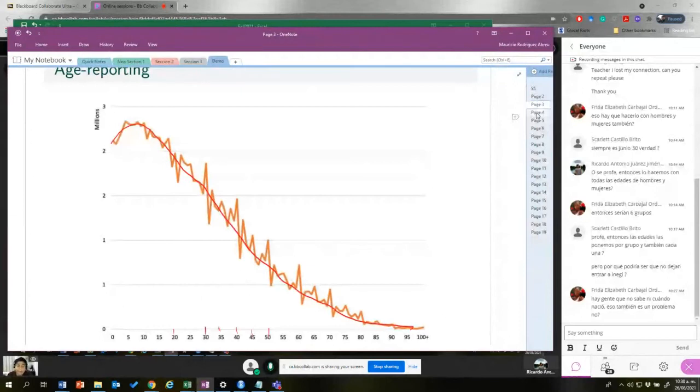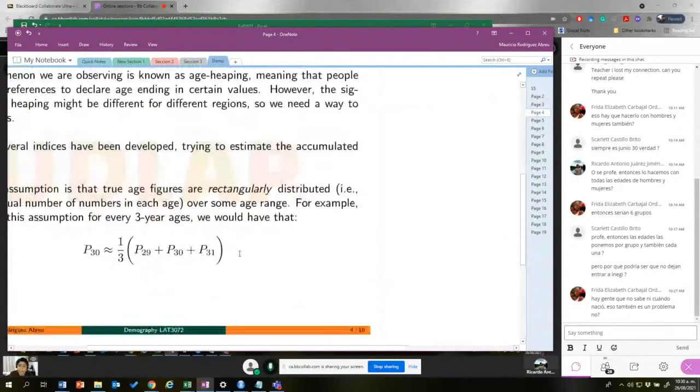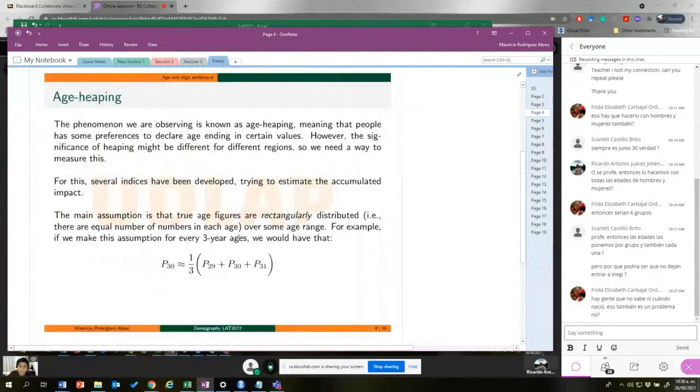So we know this happens, and this doesn't happen only in Mexico, this happens everywhere. And it's called age heaping. In Spanish, I don't think we have a specific term, but essentially it's concentración o reporte de edad. But we have the concept in English. So essentially what we're seeing is that people tend to prefer specific digits, not a specific age, but specific digits.